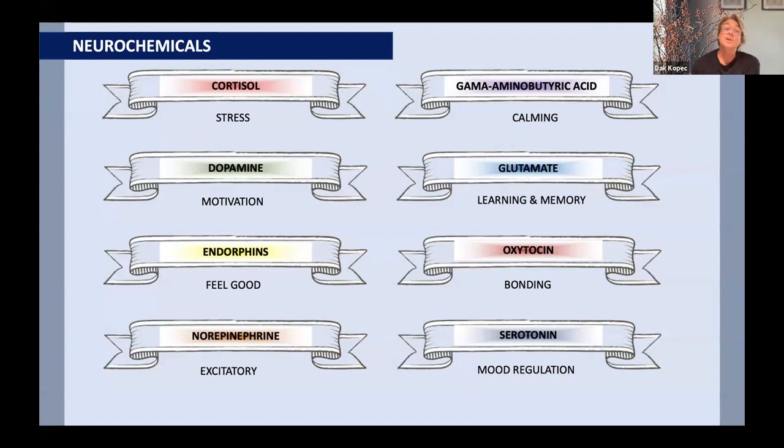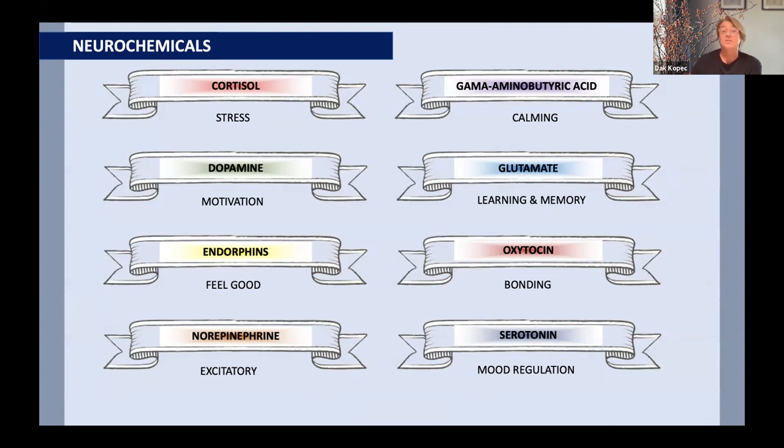And dopamine is related to motivation. So are we motivated to learn, or would we rather clean the toilet? What is it that we want to do? Endorphins are the feel goods. And then norepinephrine, also called adrenaline. This is an important one because when people get stressed out, they can experience an adrenaline surge.